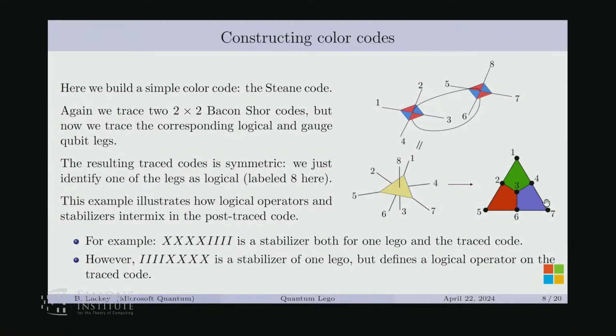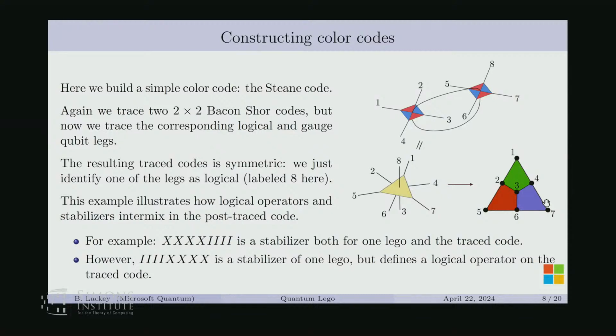We did in the diagrams, but really the tensor itself doesn't separate those two. And so there's nothing wrong with taking our 422 codes and tracing together the logical and the gauge legs. A consequence of which is we end up with an 8-qubit code. Now this, 8-qubit state, I should say.